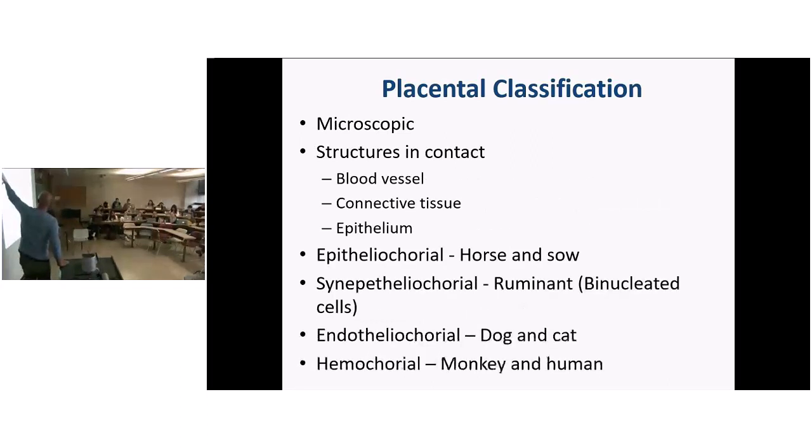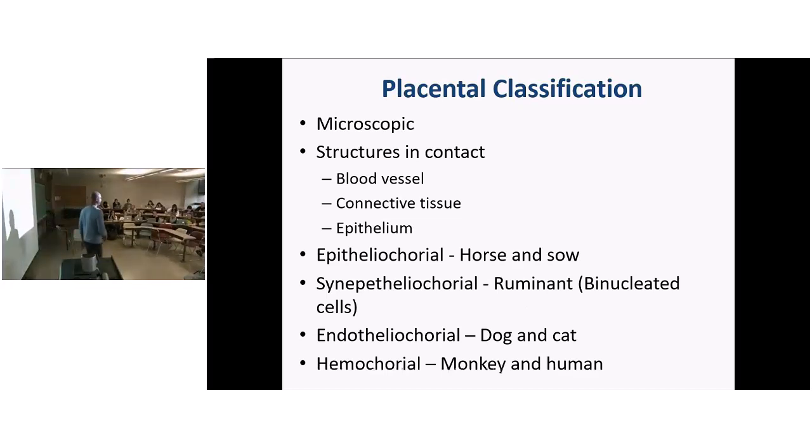Structures from a microscopic perspective: blood vessel, connective tissue, epithelium. So we come with all these names. Epitheliochorial. Why epitheliochorial? It is the epithelium of the endometrium with the chorionic membrane or the chorionic epithelium cell. So it's basically that picture that was there. So it's epithelium with epithelium.